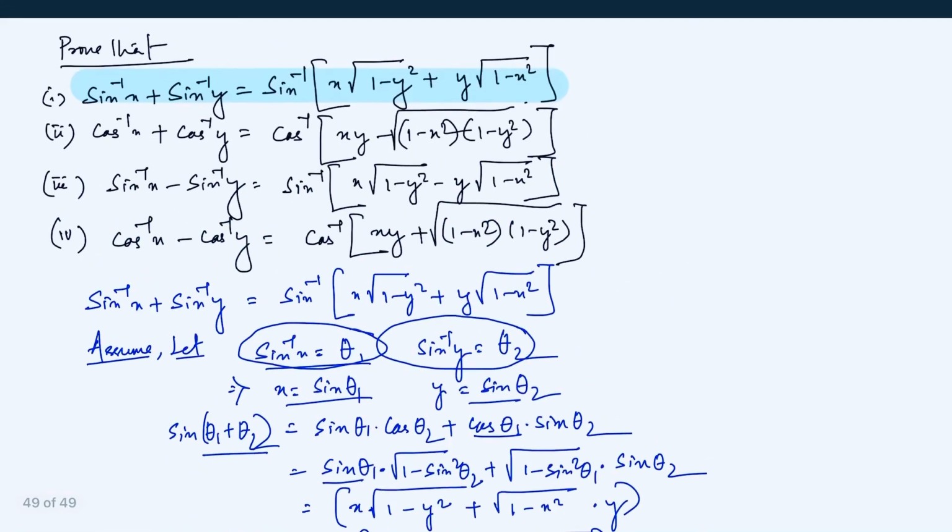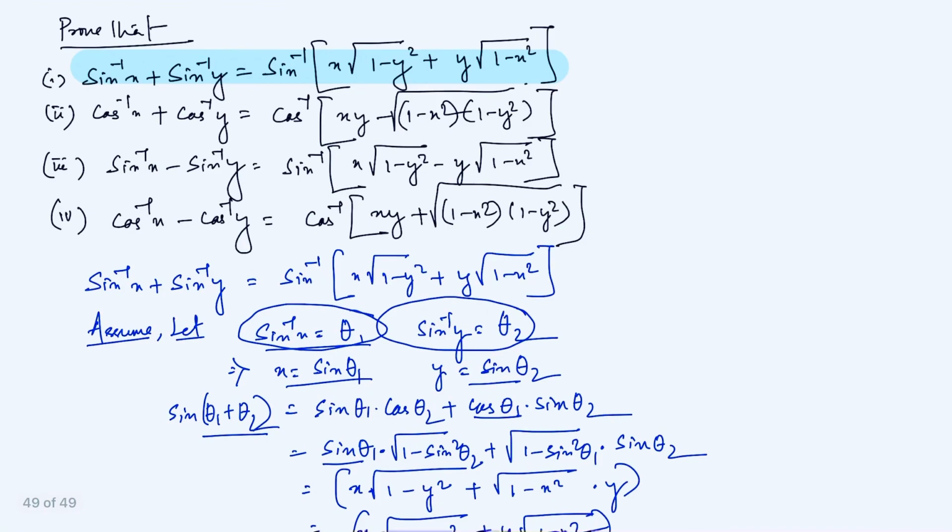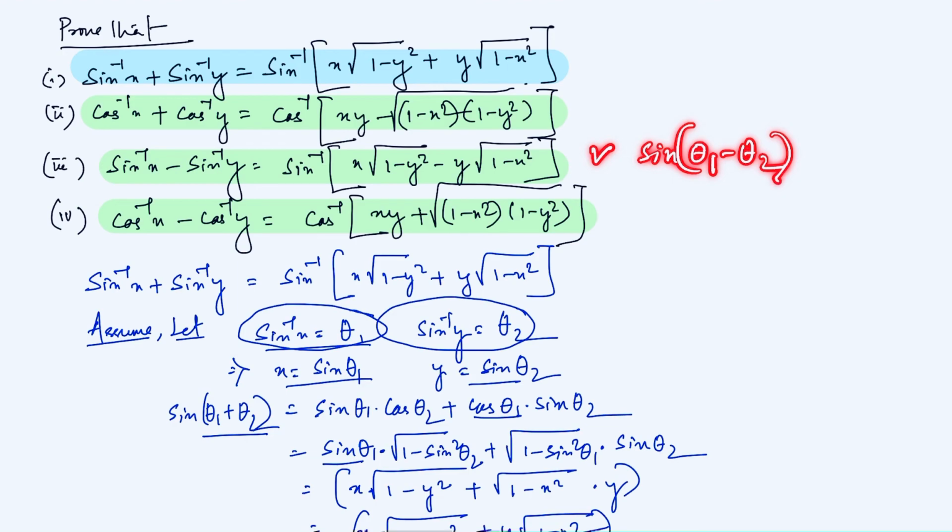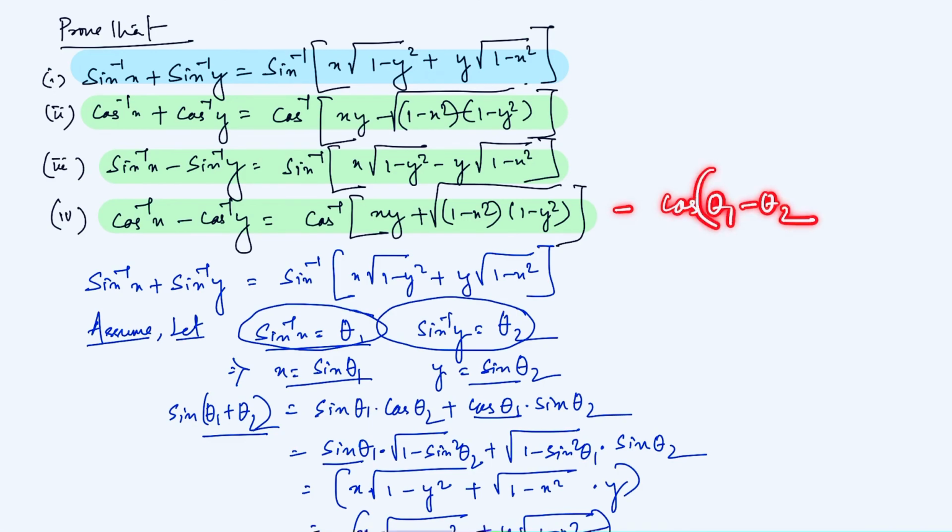The rest you need to do by yourself, because this is homework for you. Now you can use the sine theta 1 minus theta 2 formula here. Similarly, here you can use the cos theta 1 plus theta 2 formula. Again, use the cos theta 1 minus theta 2 formula here.